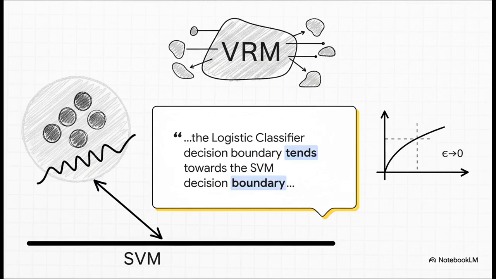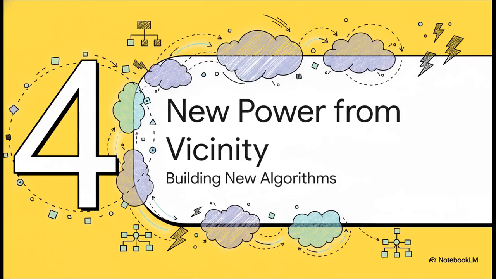But here's the kicker. As you shrink the size of that vicinity, making those blurry clouds smaller and smaller until they're basically zero, its decision boundary converges and becomes the exact same boundary as the classic, rigid, hard margin SVM. Suddenly, it all connects. ERM is one extreme, the classic SVM is the other, and VRM is the general principle that beautifully unifies them both. But VRM isn't just about explaining the algorithms of the past. It's about building the algorithms of the future.